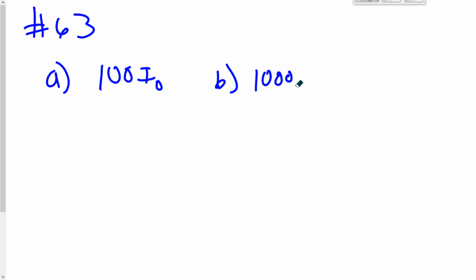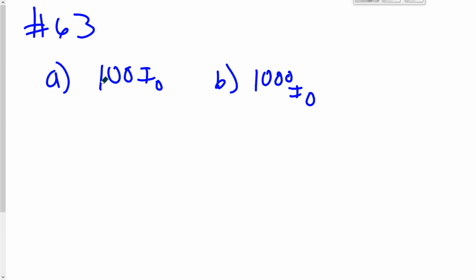So number 63, you're looking at finding the decibel ratings for several different things. So here you're given intensity of 100 I sub 0, and then 1,000 I sub 0, and so on. And then you want to find out, okay, if the intensity of the sound is doubled, how much is the decibel rating increased? Okay, so how much if the intensity is doubled.